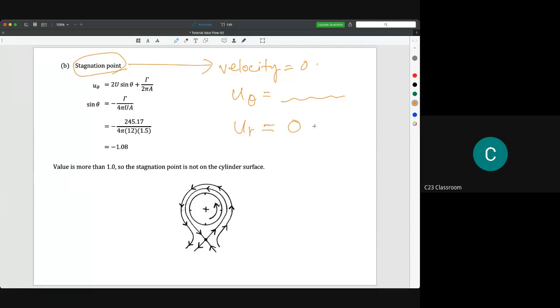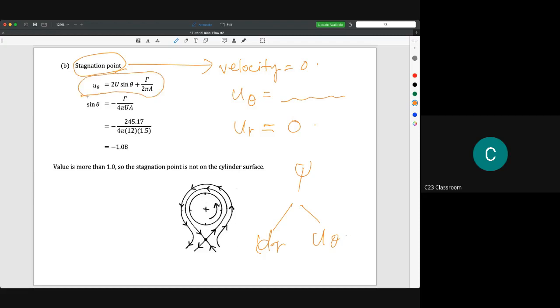And then from the Cauchy-Riemann equation, I think you could do this. So you have the value of psi, and then we have the Cauchy-Riemann equation, and then you could calculate the value of ur and u theta, and the value of u theta will equal like this one.